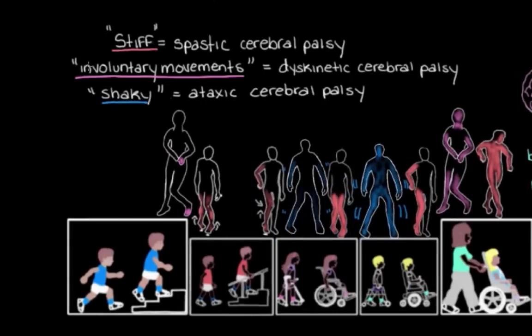So these are the three main types of cerebral palsy, and while these are distinct types, it's actually not uncommon for them to occur together. So for example, someone with this stiff type of cerebral palsy could also have involuntary movements or shakiness.